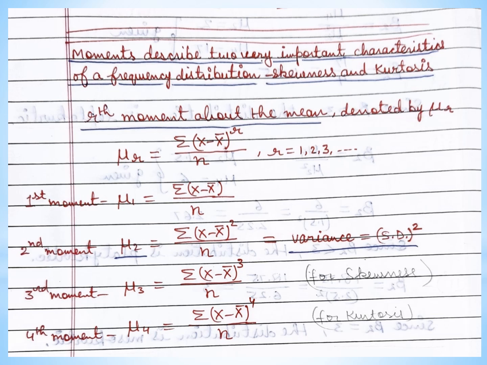Now mu3 is equal to sigma x minus x bar to the power 3 upon small n. Now mu4 is equal to sigma x minus x bar raised to the power 4 upon small n. So mu3 and mu4, these two moments, are used for calculation of skewness and kurtosis. Mu3 is used for calculation of skewness and mu4 is used for the calculation of kurtosis.